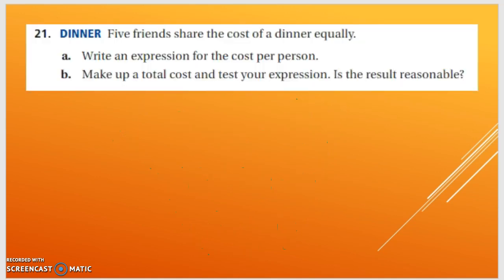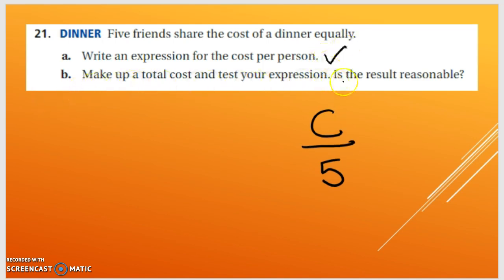Next one says 5 friends share the cost of dinner equally. Write an expression for the cost per person. So if you're thinking about this, think about when you go out to dinner. If you are splitting the cost evenly, we don't know what the cost is, right? So let's just call the cost C. Okay. So if you are splitting the cost evenly and there are 5 friends, then our expression would be C divided by 5. Because pretend like the cost was $100. If you wanted to split it evenly, you divide that by 5. So A, we've done that.